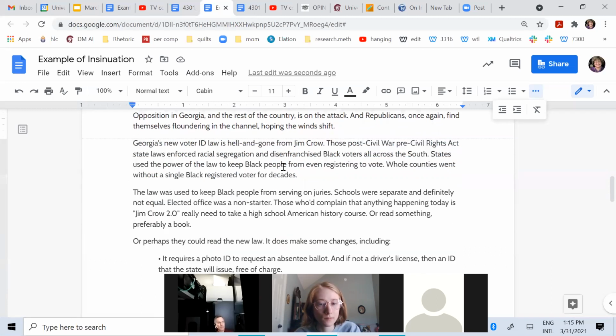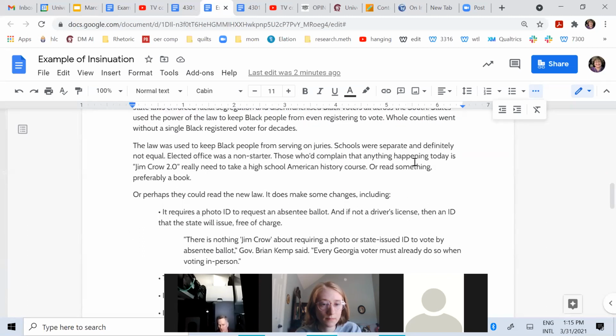Now we have background about Jim Crow. These post-Civil War, pre-Civil Rights Act state laws enforced racial segregation and disenfranchised Black voters. The law was used to keep Black people from serving on juries. Schools were separate and definitely not equal. Those who complain that anything happening today is Jim Crow 2.0 really need to take a high school American history course or read something, preferably a book, or perhaps they could read the new law. That's part of the genre of the editorial, to make snarky comments like that.